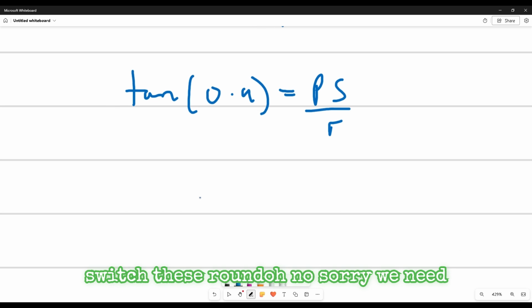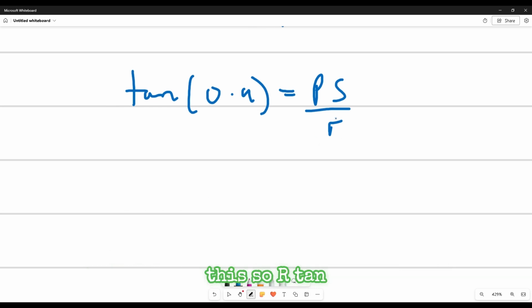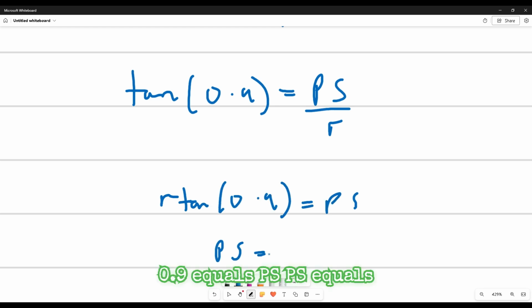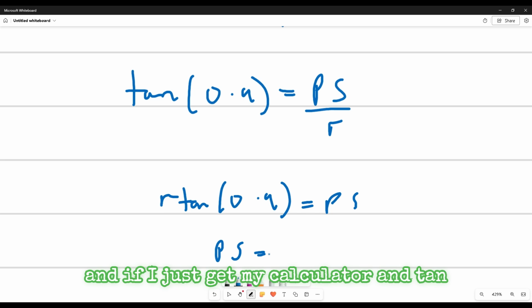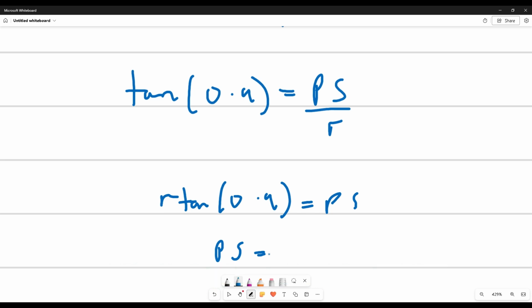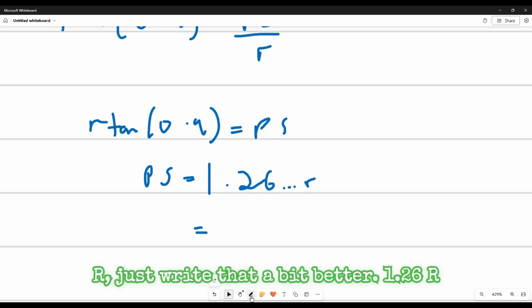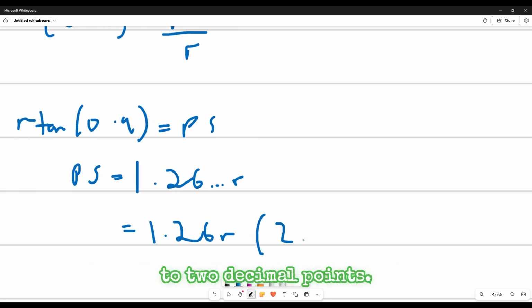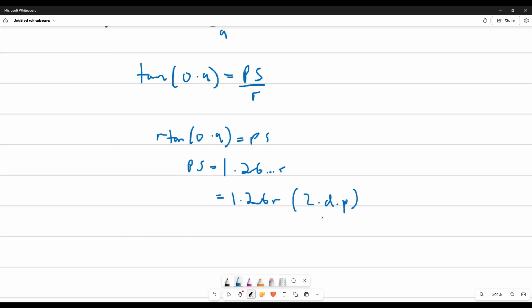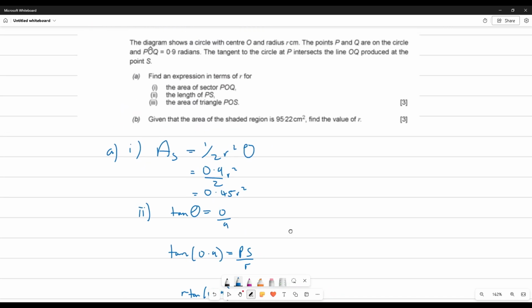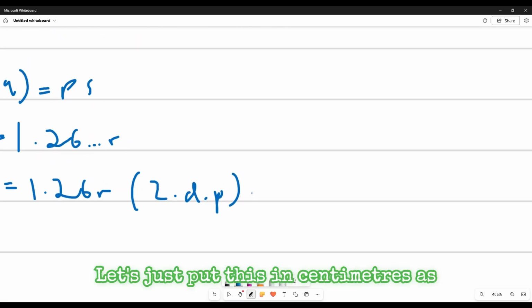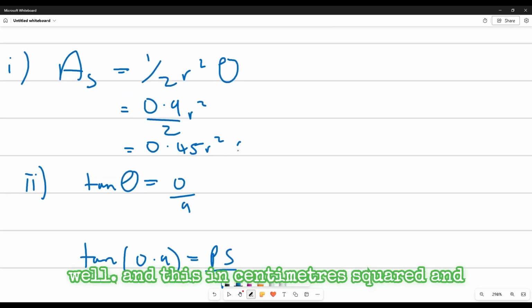Oh no, sorry, we need this. So r tan 0.9 equals PS. PS equals, if we just get our calculator, tan 0.9, it says 1.26 r. So 1.26 r to 2 decimal places. So that's that question as well. Let's just put this in centimeters, and this in centimeters squared.